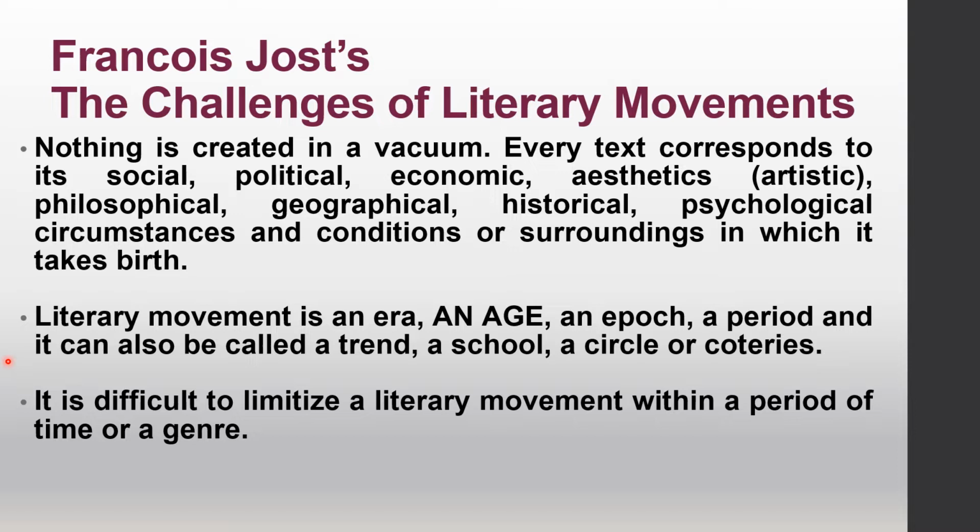a period, and it can also be called a trend, a school, a circle, or coterie or coteries, which means a set of like-minded people, a group of like-minded people. So literary movement is an era, it's an age, it can be associated with terms like trend, school, circle or coterie as well. And it is really difficult to limit a literary movement within a period of time or a genre.